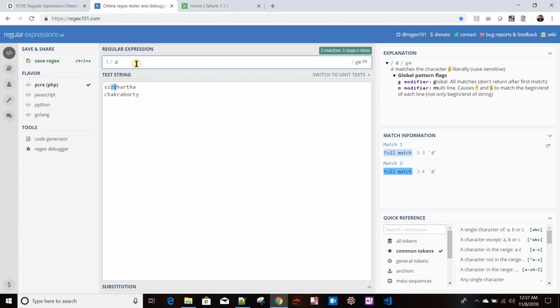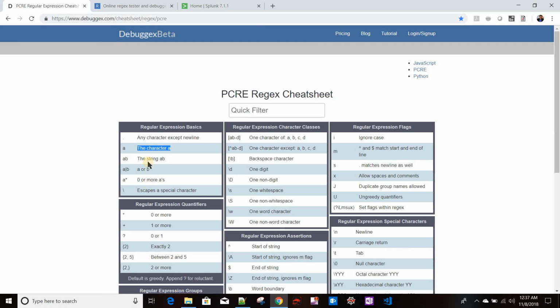If you see A, it matches four times. How? The first time the full regular expression executed, it matched the A. Then it moved on to the other letters and did not find any match, which means the regular expression failed there. Then again it found a match over here. Like that, the regular expression works. So if you give a full paragraph, it will give you all the different occurrences. We'll see in Splunk as well how we can get the occurrences. So let's move on.